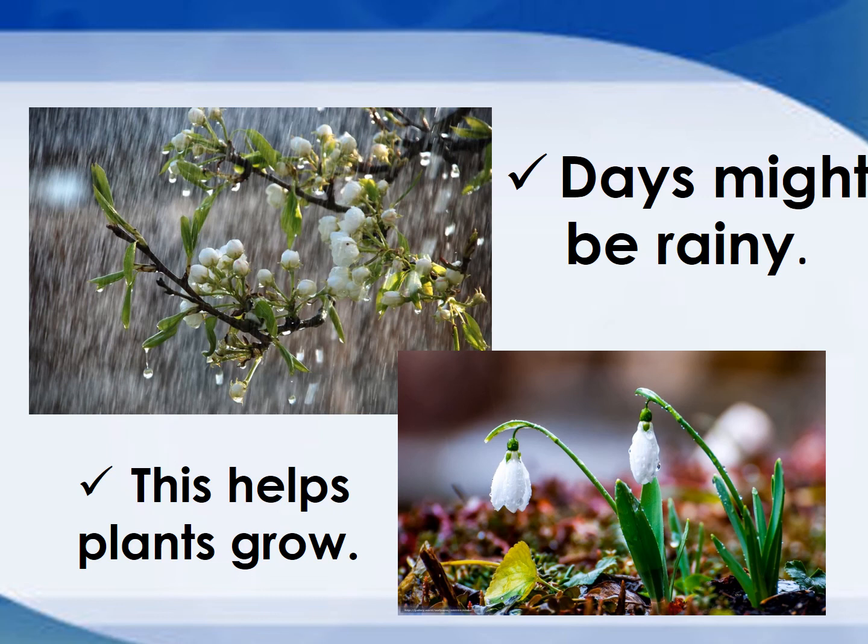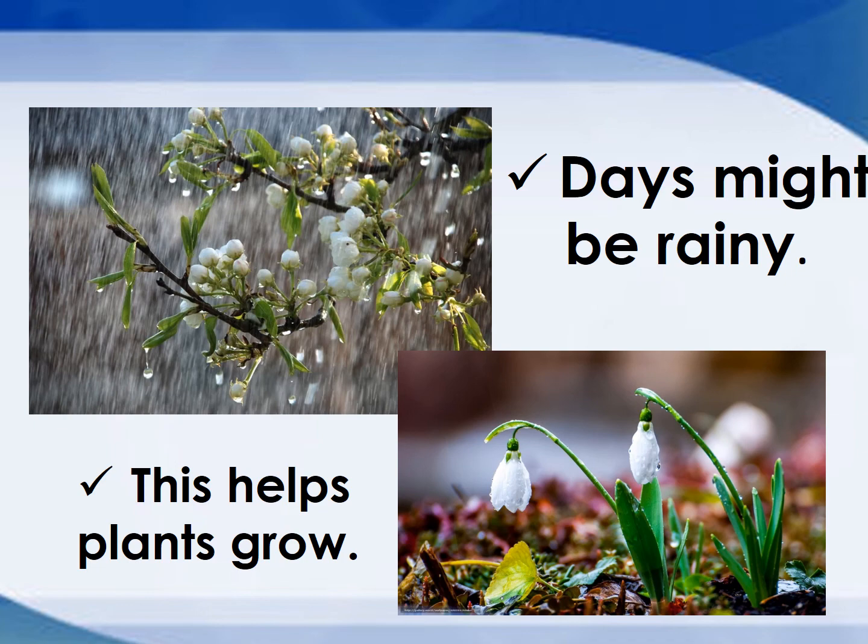Remember, we learned before that living things need water in order for them to grow. So during the spring season when it rains, you would expect that many plants would grow. Why? Because there's a lot of water coming from the rain.